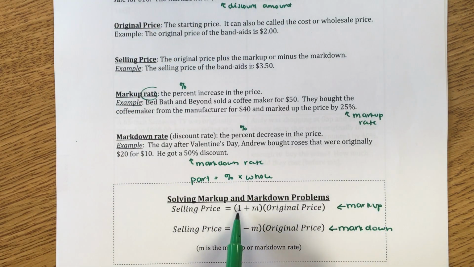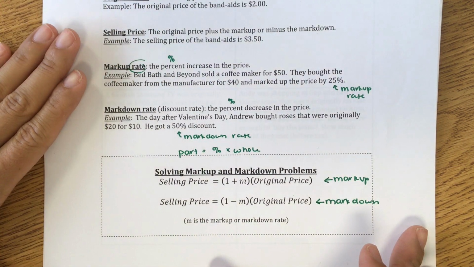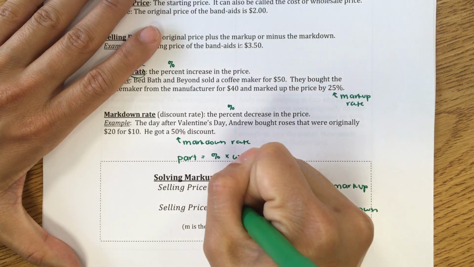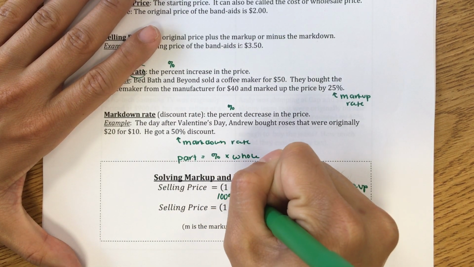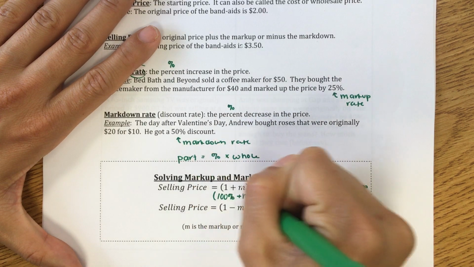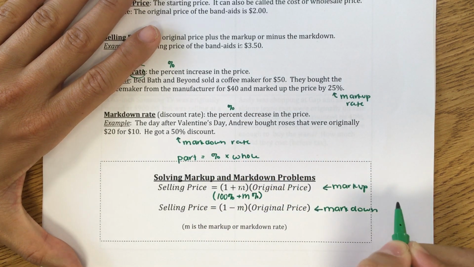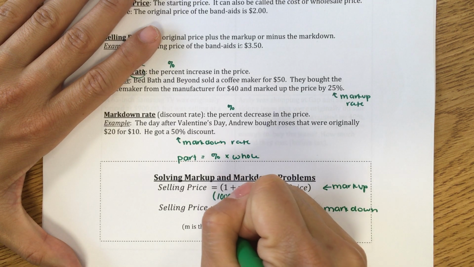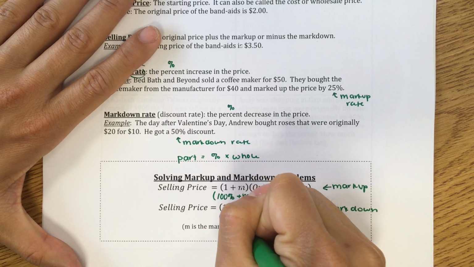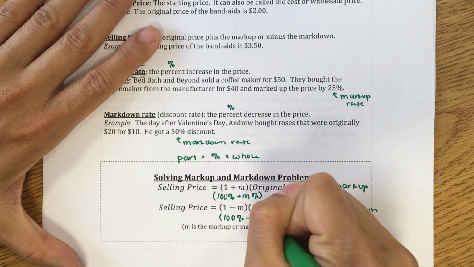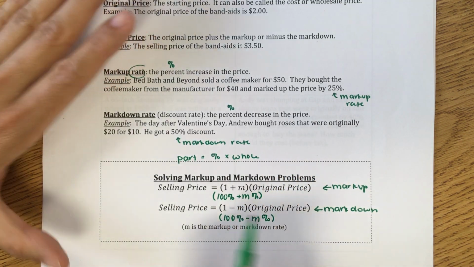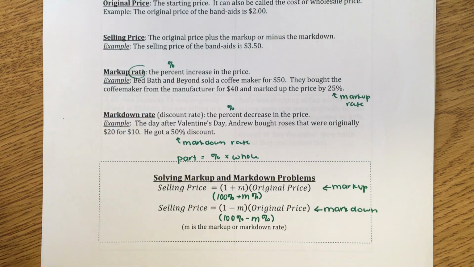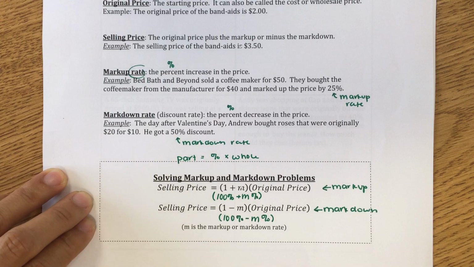So we have 1 plus n. Notice it is not just a single percent anymore. It is actually 100% plus whatever the markup rate is going to be, and we're going to multiply that by the original price. In the case of a markdown problem, same deal. We are going to do 100%, but this time it's going to be subtracted by the markdown rate to get to what your original price is going to be. Please make sure you use those when you are solving these types of markup and markdown problems.